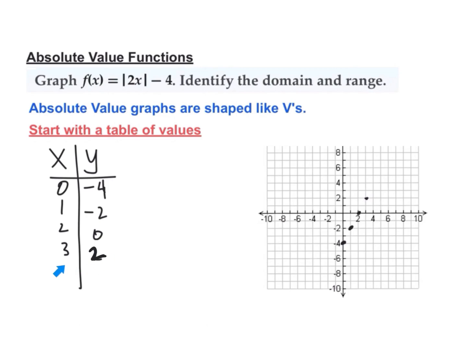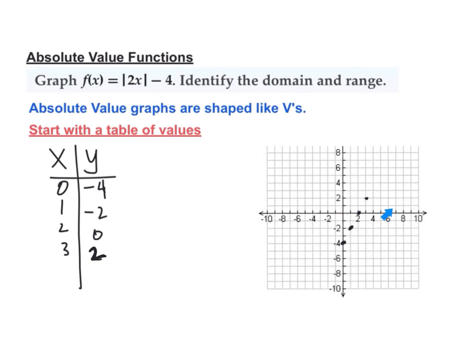Now, if our math is right, if I were to choose 4 for x, this should be 4, right? Because of our pattern. And we can do a quick check of that. If I plug 4 in, what do I get here? 8 minus 4 is 4. So it just keeps going up. So what should we try next instead of 5? Negative 1. Let's go on the other side.